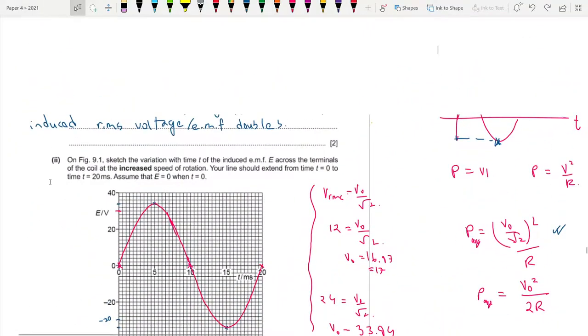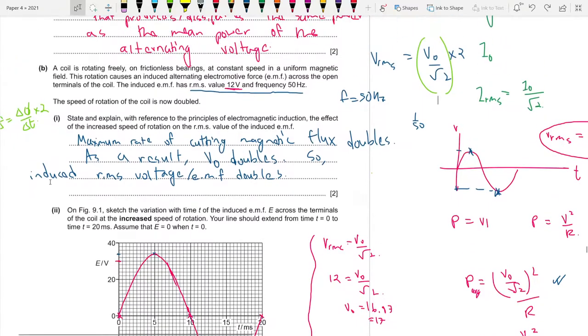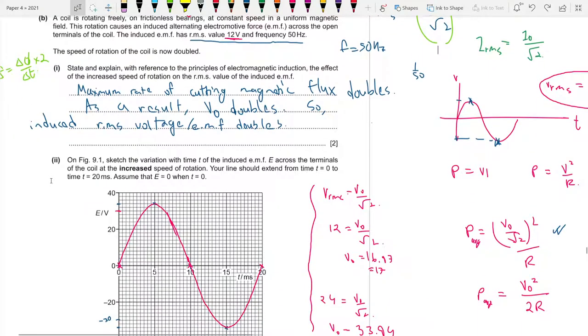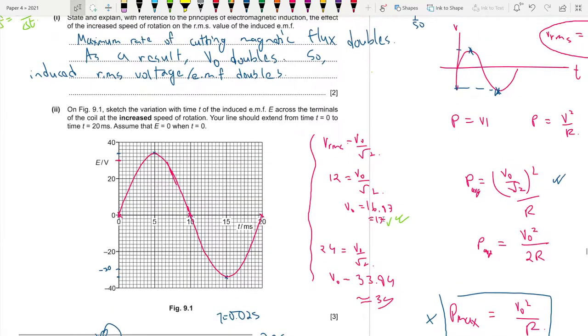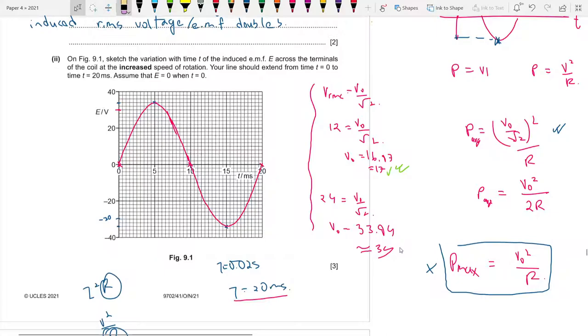This was before rotation was increased. So using that RMS value, I can find the original peak voltage: 12 into root 2, that's 16.97 or 17 volts. That was the original peak voltage. But since speed of rotation doubled, this value will also double. The new peak voltage will be 17 into 2, which is 34. So 34 volts is our new peak voltage.